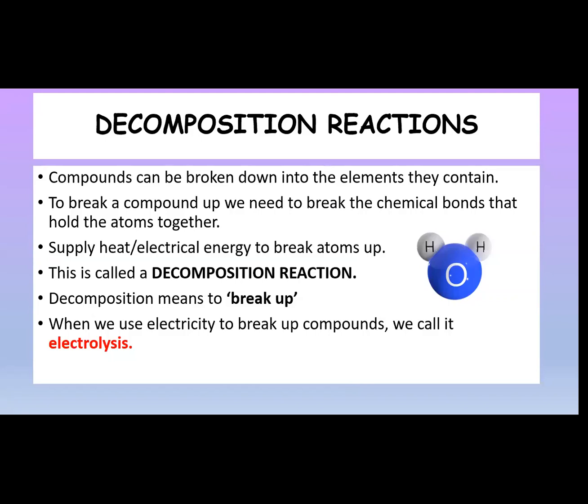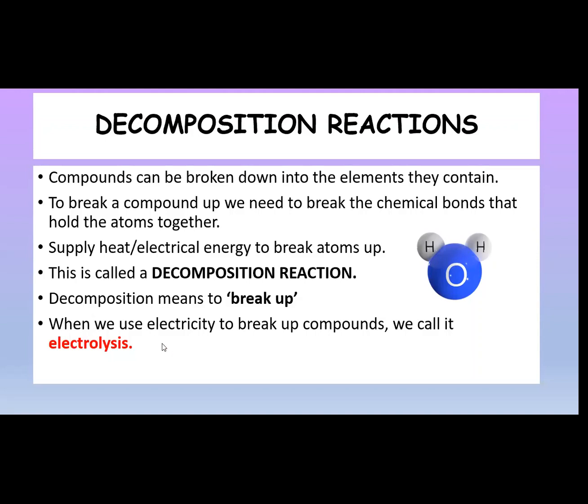To break a compound up, we need to break the chemical bonds that hold the atoms together. And how do we do this? There are two ways we can do this. The first way is that we supply heat or electrical energy to break the atoms up. And this is called a decomposition reaction. Decomposition means when you break up something. So when we die, our bodies are broken up by bacteria. In the same way, when we want to break down a compound, we call it decomposition.